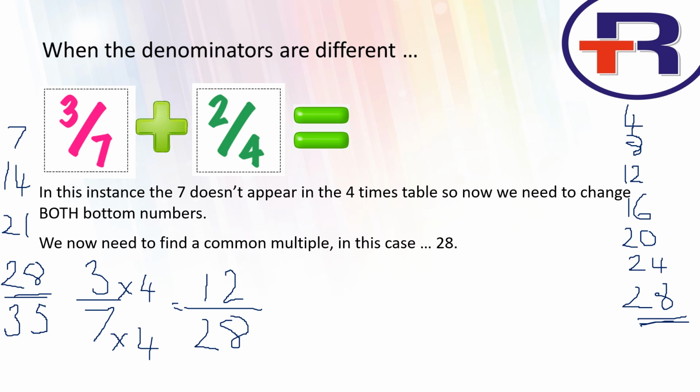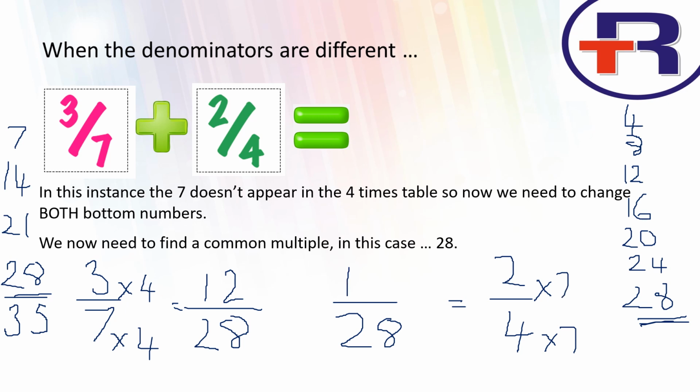Now I'm going to change this 4. I'm going to change the 4 into 28. I'm going to times that by 7. There it is. 4 times 7 is giving me 28. Whatever I do to the bottom, I've got to do to the top. 2 times 7 is 14.